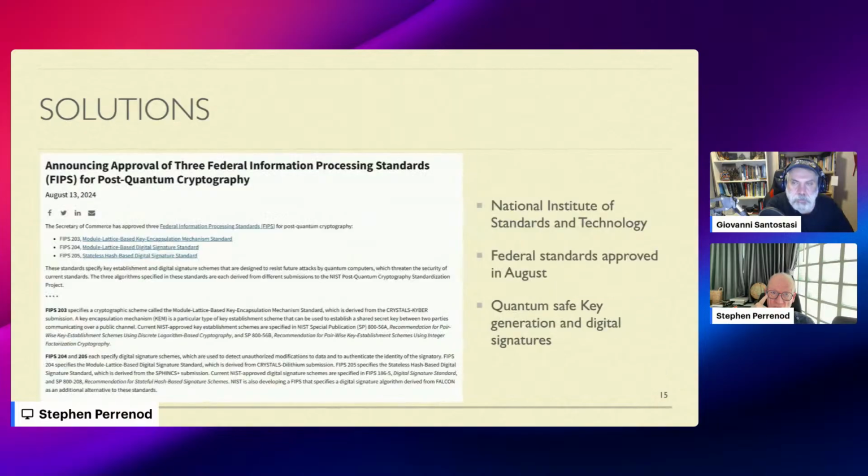These are the Federal Information Processing Standards. They were adopted as of August this year. And there are three here. There's both keys and digital signatures. There are two types of digital signatures, lattice-based and hash-based. We don't need to go through the details, but one of them is called Sphincs, and the other one is called Dilithium, and those are part of this BIP 360 that's been proposed.